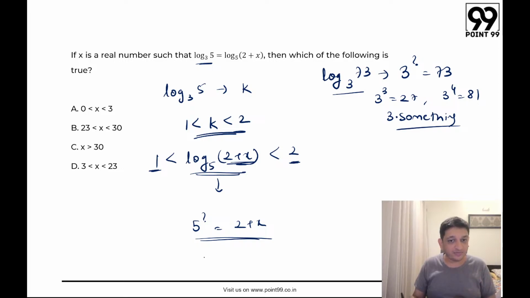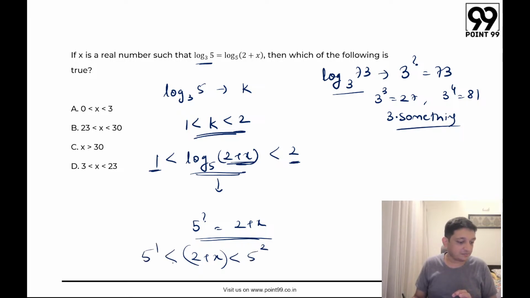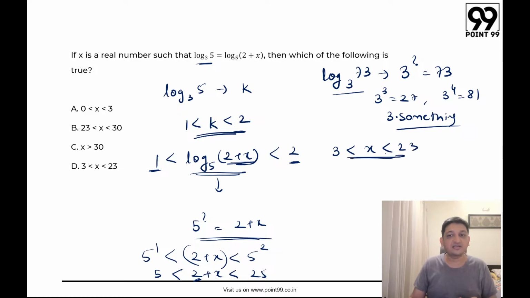So I know from this context that 2 plus x should be less than 5 square, and this should be greater than 5 raised to 1. Yeah, Sumant, I think that is right. 5 raised to 1 is less than 2 plus x is less than 5 square. So 5 is less than 2 plus x is less than 25. Now if I remove 2 from all 3 points here, 5 minus 2 will give me 3, less than x less than 23, and that is our answer here.